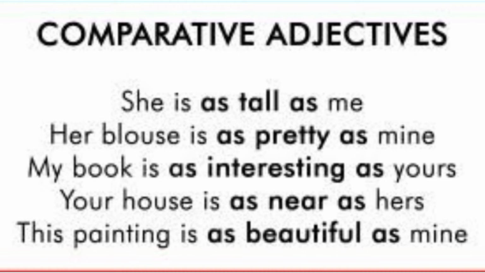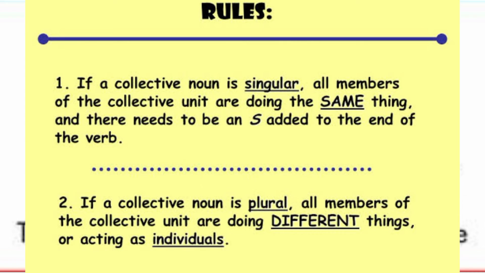Next one is the rule of collective noun. A singular verb is used with a collective noun, like the audience is watching the movie. So here a singular verb is used. The jury is taking a decision.